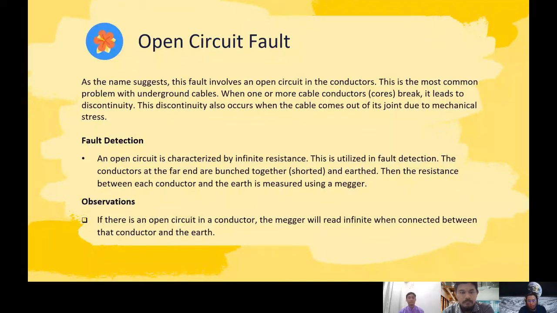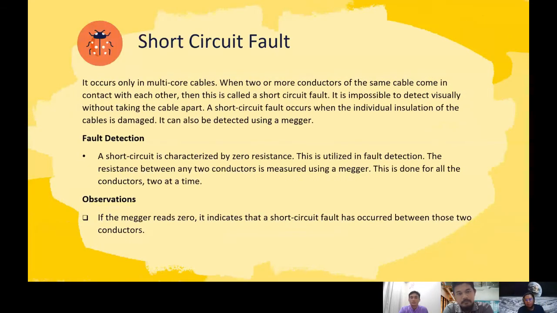On a side note, all these three faults can be measured by using a megger. The information we get is that if there is an open circuit in the conductor, the megger reading will be infinite when connected between the conductor and the earth. The second one is short circuit fault. It occurs only in multi-core cables when two or more conductors of the same cable come in contact with each other. Then this is called a short circuit fault.